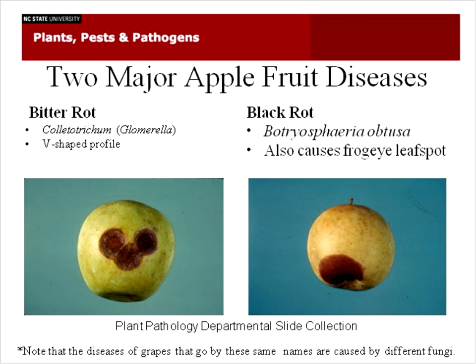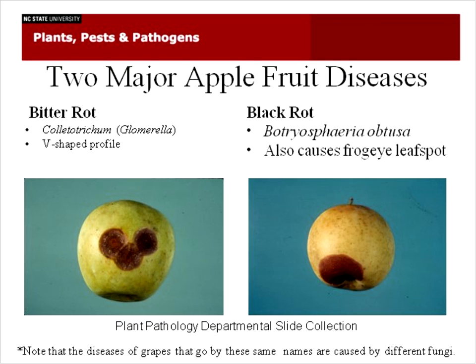And if you were to cut open a bitter rot lesion, you would notice that it actually does go down into the flesh of the fruit itself in a sort of V shape. And that's characteristic or diagnostic of at least the later stage lesions of bitter rot.